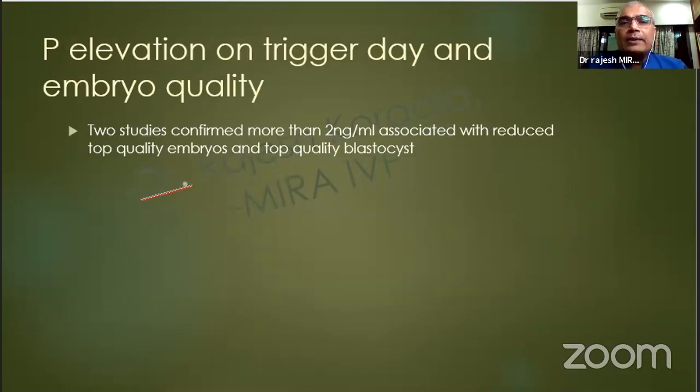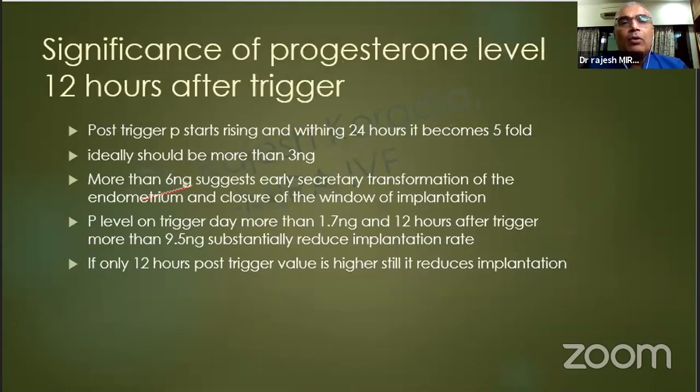What about the progesterone elevation on the trigger day and embryo quality? We have already discussed this. Now, what is the significance? This is very important. These are the last few slides, but they are practically very important. What is the significance of the progesterone level 12 hours after the trigger? Post-trigger, progesterone starts rising, and within 24 hours it becomes 5 to 6 fold. Ideally, 12 hours post-trigger, the progesterone should be more than 3 nanogram if that trigger has initiated LH activity.